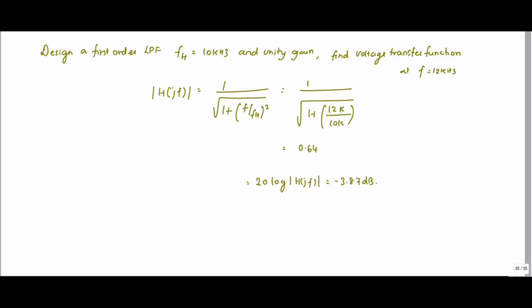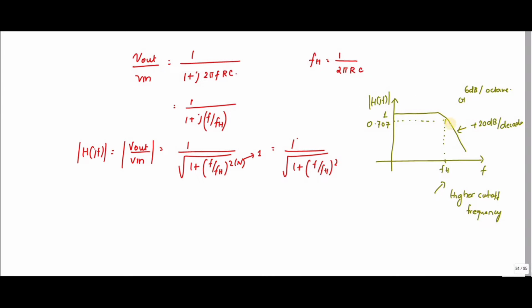So you can see that if I want to get a steeper rate, you have to use a higher order. You have to go for higher order filters. Okay. So next, let us discuss a first order low pass filter with variable gain. So if that is the case, this is the diagram.